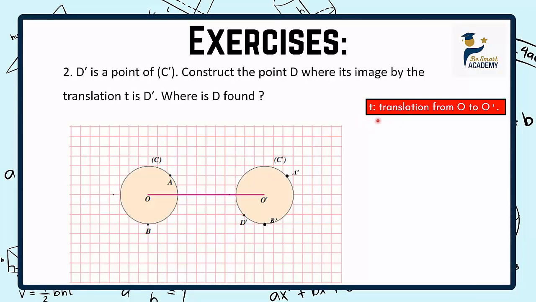Keeping in mind the same translation from O to O prime, we have to find where D prime originally came from. So the translation is from O to O prime. We have to find where D prime came from. So we keep the translation, we have to flip it and see where D prime came from. So D would originally start here, move it all the way to the end of the translation. So D prime originally came from D, which is here.